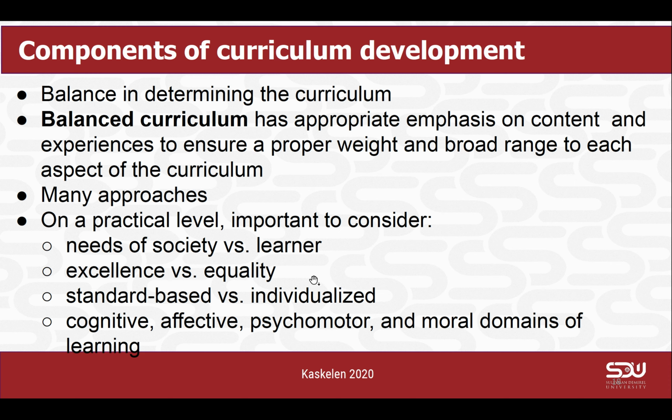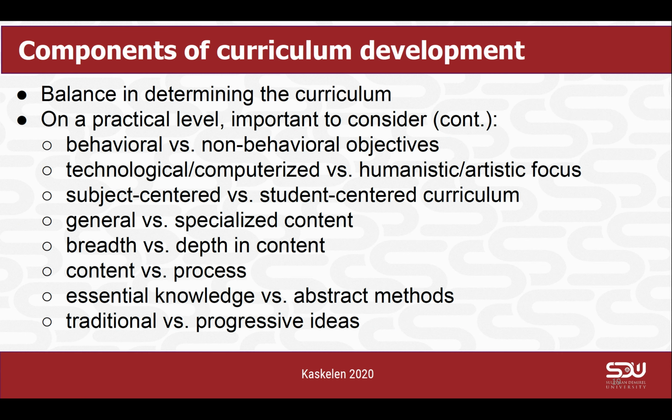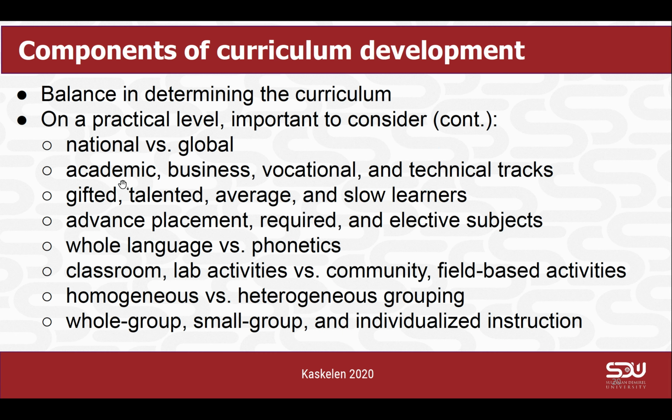Next, excellence versus equality, standard-based versus individualized learning, cognitive, affective, psychomotor, and moral domains of learning, behavioral versus non-behavioral objectives, technological computerized versus humanistic artistic focus, subject-centered versus student-centered curriculum, general versus specialized content, breadth versus depth in content, content versus process, essential knowledge versus abstract methods, traditional versus progressive ideas, national versus global, academic, business, vocational, and technical tracks, gifted, talented, average, and slow learners, advanced placement required in elective subjects, whole language versus phonetics.